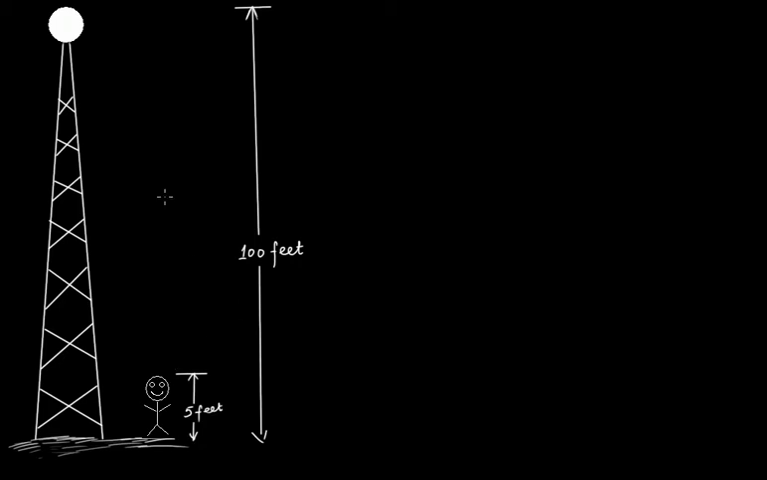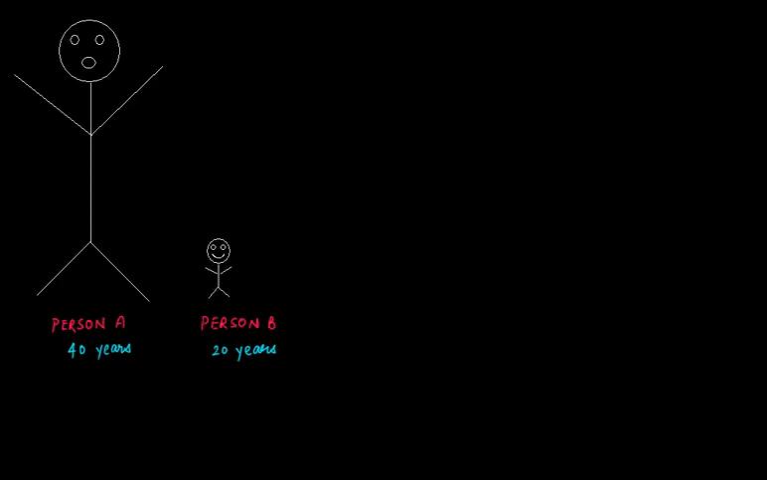You will say that the height of this tower is 100 feet and the height of this man is 5 feet. So if I subtract 5 from 100, then this difference will be 95, and this will be 95 feet in terms of its unit. So if we want to compare the heights of this TV tower and the man or the boy, then the difference will be 95 feet. Fair enough. Let's move to another example.